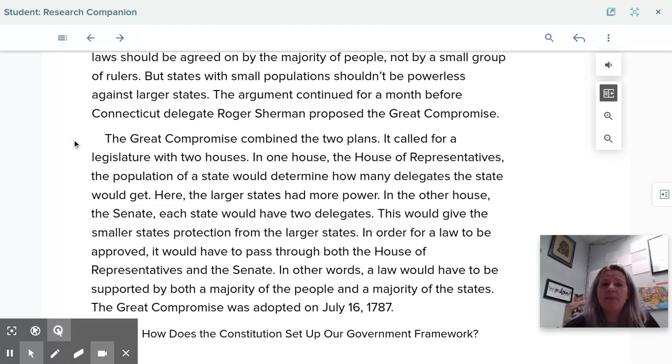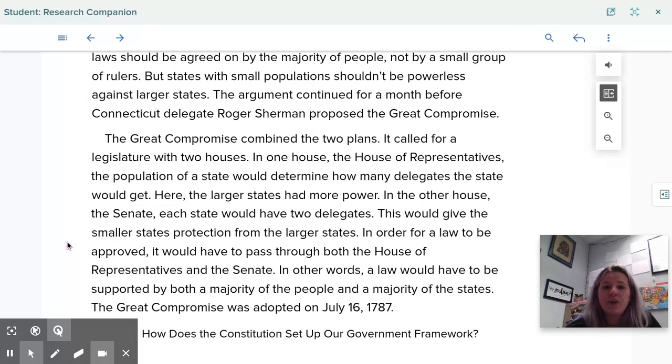The Great Compromise combined the two plans. It called for a legislature with two houses. In one house, the House of Representatives, the population of a state would determine how many delegates the state would get. Here, the larger states had more power. In the other house, the Senate, each state would have two delegates. This would give the smaller states protection from the larger states.